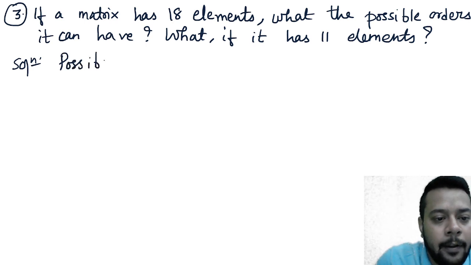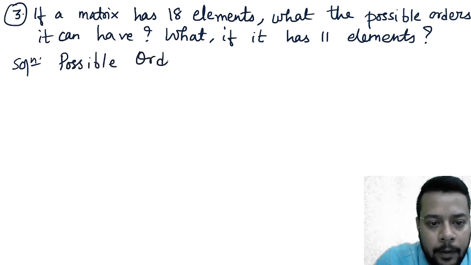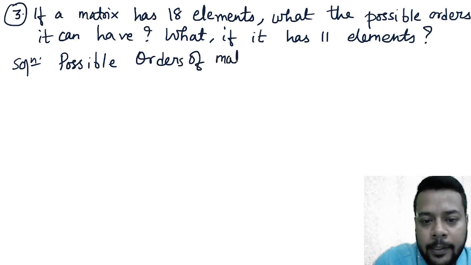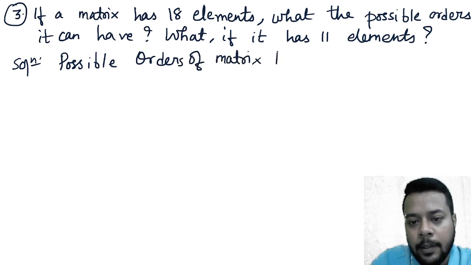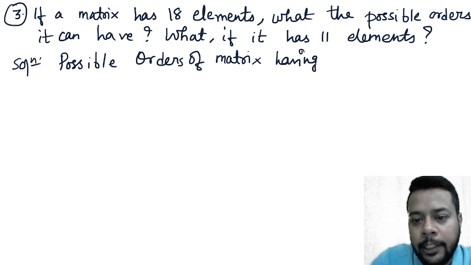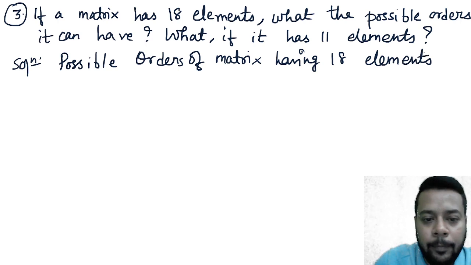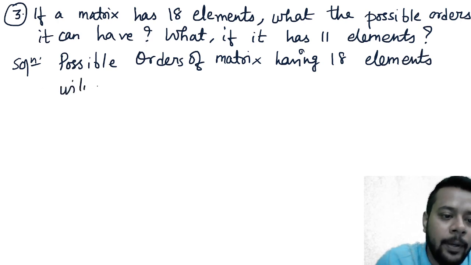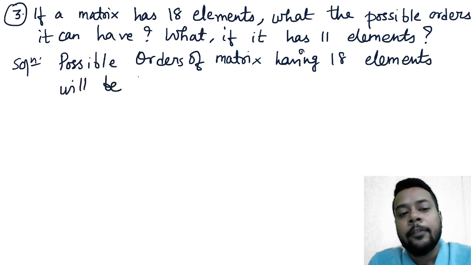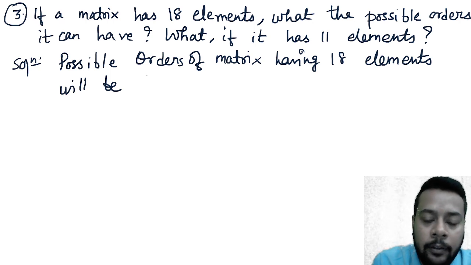Possible orders of matrix having 18 elements will be. So please focus on my shortcut now. We will see what are the factors of 18. What are the factors of 18?